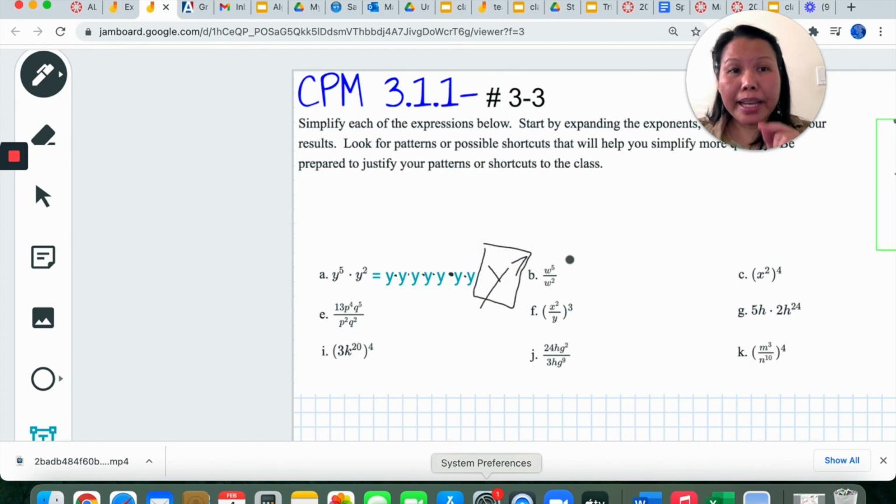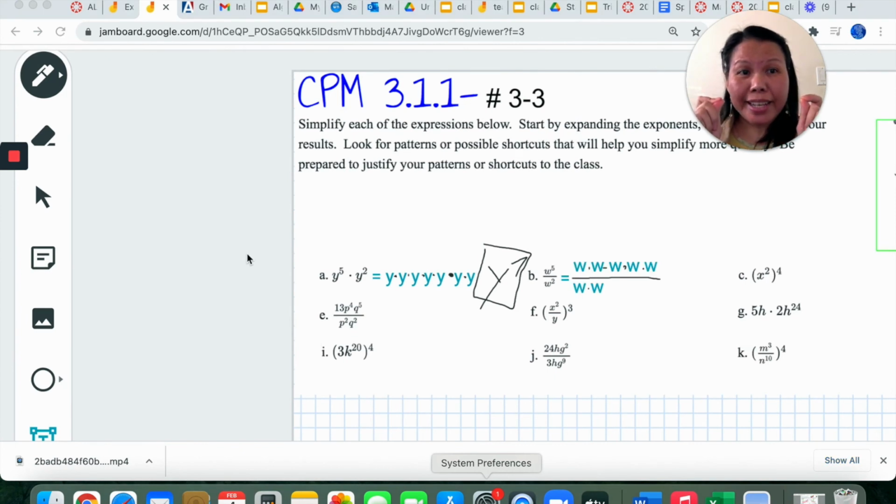The letter B, you're going to do the same thing. W to the 5th power, W times W 5 times, and then W squared. So write it 2 times, and then we simplify. It's asking us to expand, and then we're going to simplify, and we must make a 1. Okay, W divided by W, or 7 divided by 7, we get 1, have 3W left.